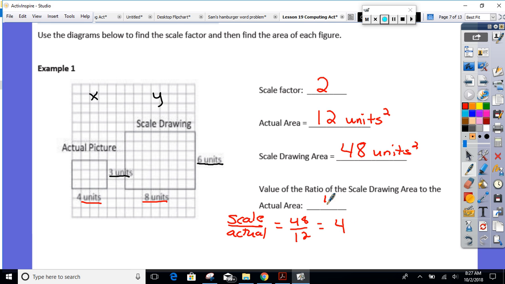Good. So the value of the ratio of the scale drawing area to the actual area is 4. How does that compare to our scale factor? Is it the same? No. So you can't use the scale factor. You couldn't figure out that this picture was 12 square units and just multiply by 2 to get the area of this. It doesn't work.